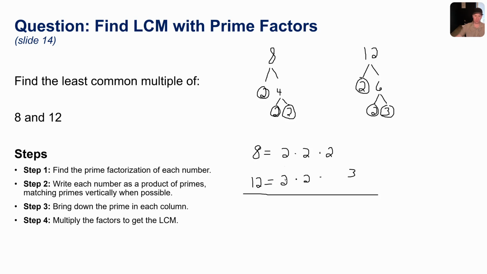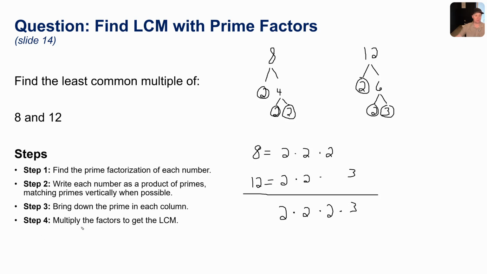So 2 and 2 can be combined. So we would bring down the prime in each column. So 2 gets brought down here, times 2 gets brought down here, times, since we're looking at the least common multiple, not the greatest common factor, we then bring down the 2 here, and we bring down the 3 here. So essentially what you've done is you combined 2 of the 2's, really. So at this point now we have 2 times 2 times 2 times 3.